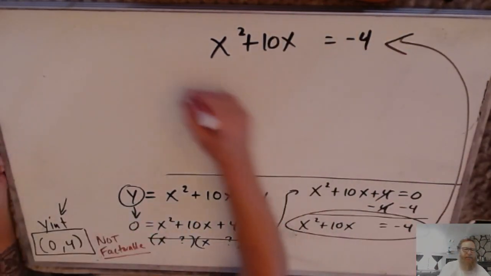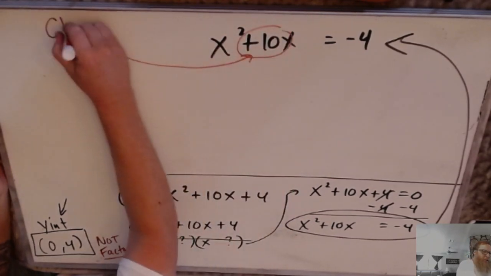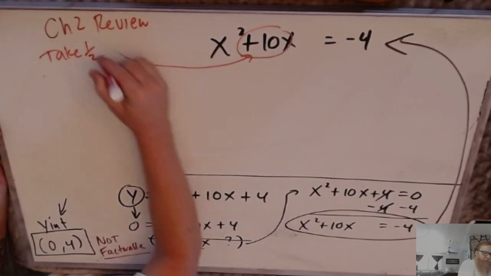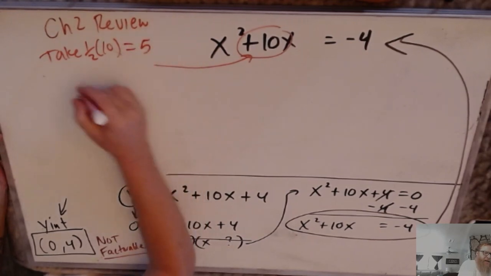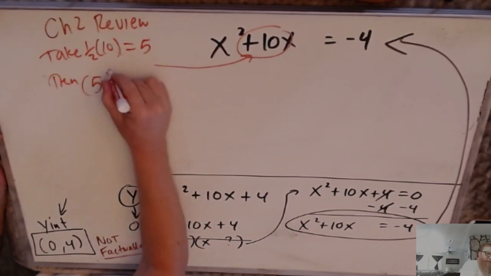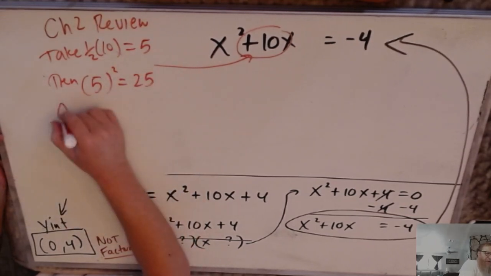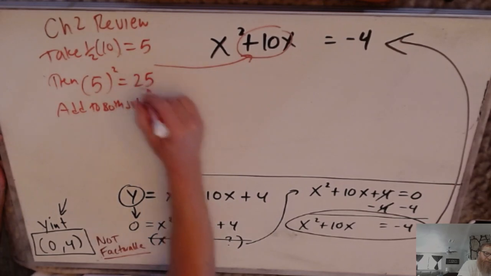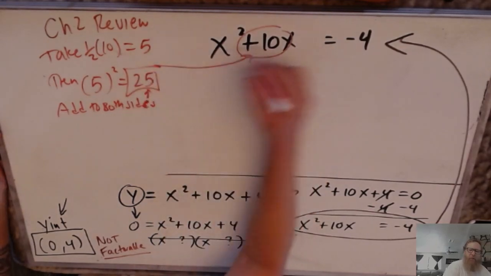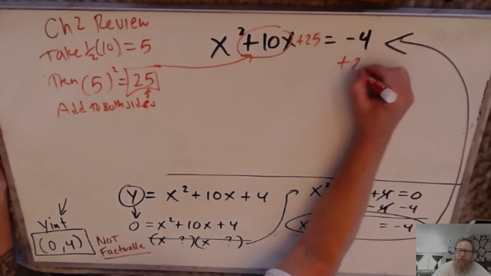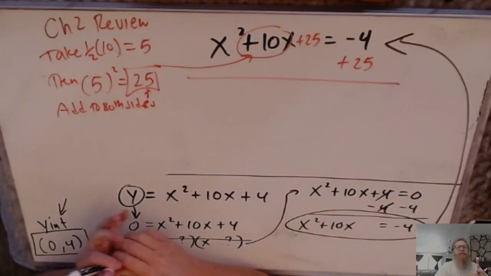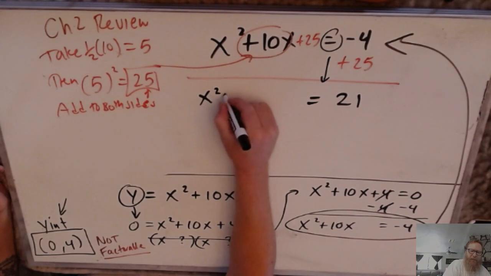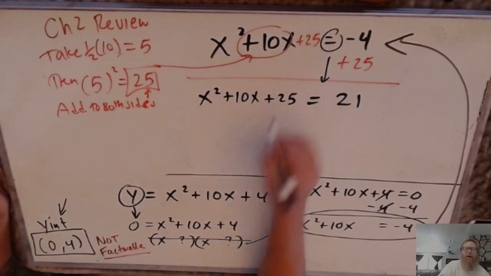Remember the process from chapter 2? You take half of the middle term. So half of 10 is 5. Then you square it. 5 squared is 25. Then you add 25 to both sides of the equation. So this will be 21, and this will be x squared plus 10x plus 25.